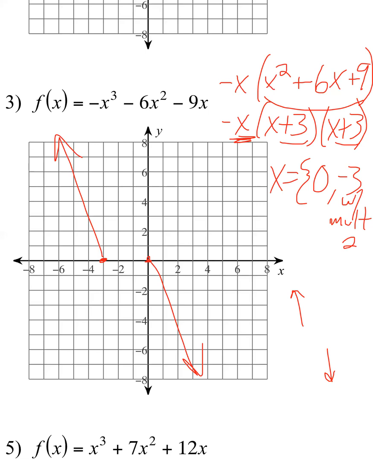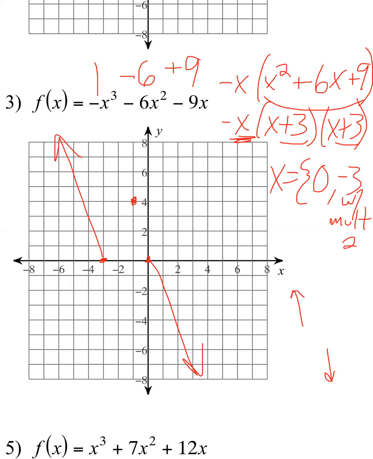So let's plug in a value or two in between and see what comes out. So I'll just do negative 1 real quick. So negative 1 cubed is negative 1, but then you take the opposite, so it actually comes out as positive 1. Negative 1 squared is positive 1 times negative 6 is negative 6. And negative 9 times negative 1 is now positive 9. So that's going to come out to be positive 4. So negative 1, 4.